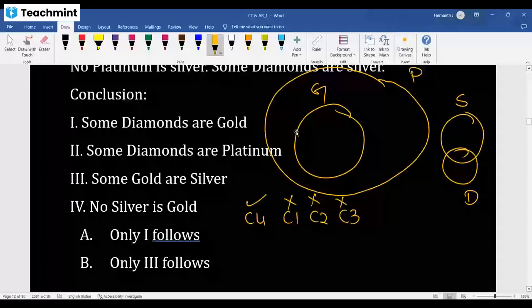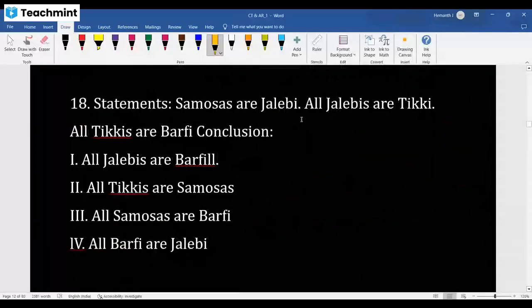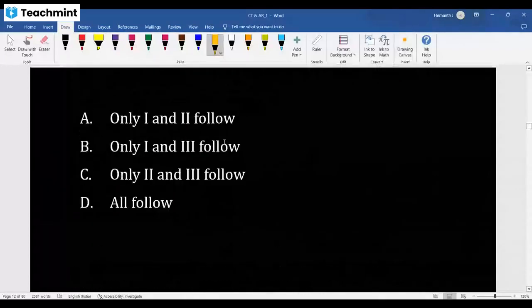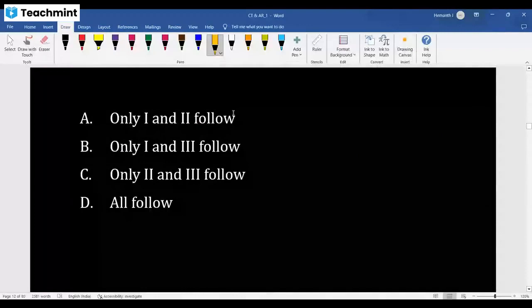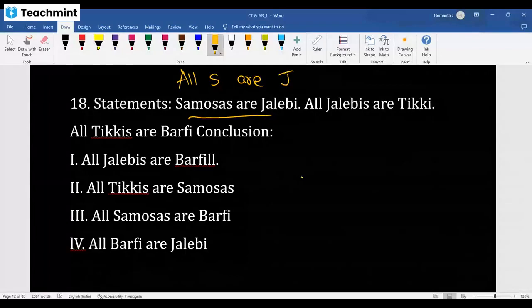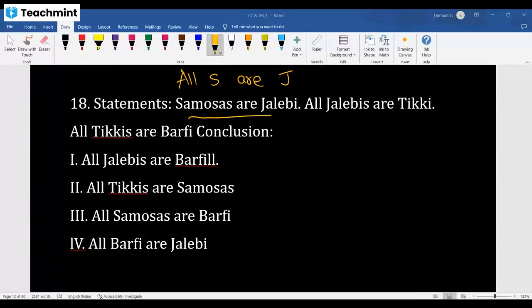Now see the next one. Again, a syllogism related question. There is no option called none follows. There is no such option. So let's see what the correct answer will be. Samosas are jalebi; all samosa are jalebi is what you have to consider. That's the indirect form of all. Horse is bird means all horses are birds. That's how you have to take it. Now let us see how many of you can answer this.